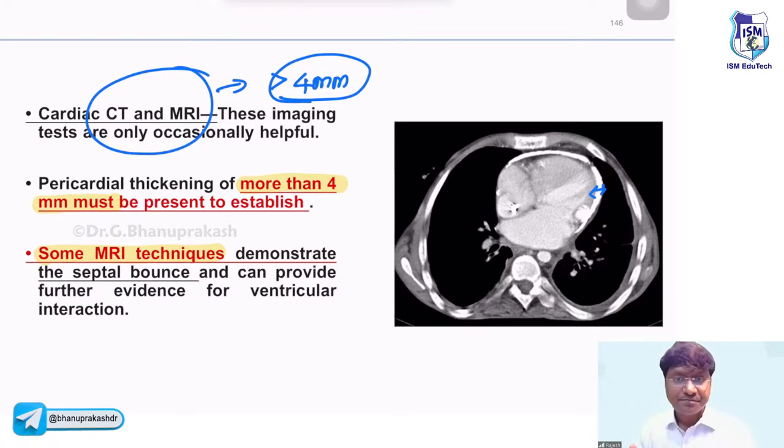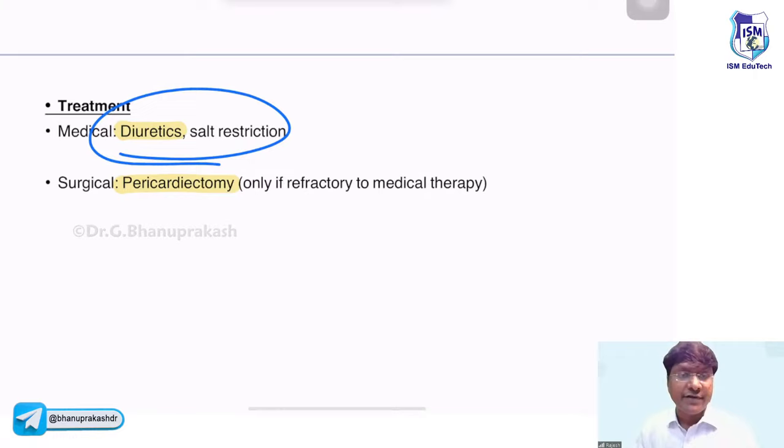Then how do you treat these patients with constrictive pericarditis? Because these patients have features of right and left ventricular failure, like pedal edema and pulmonary edema, you need to give diuretics along with salt restriction. And in medically refractory cases, the treatment you need to do is pericardiectomy, right? You need to do pericardiectomy in medically refractory cases, all right?